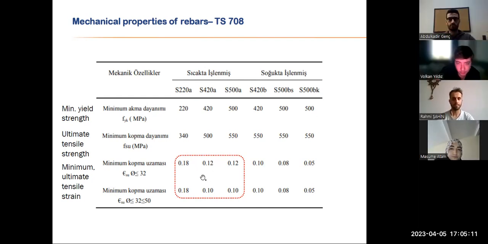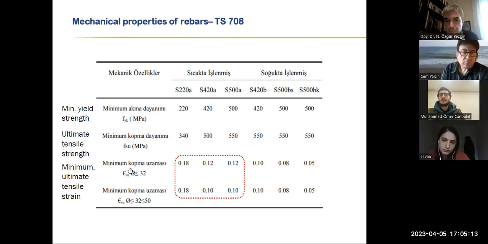But in this table, a lot of things are given to us. The minimum ultimate tensile strain value must be 18%, 12%. Why do I need them? Why are they important to me?